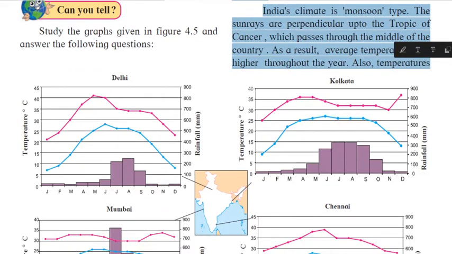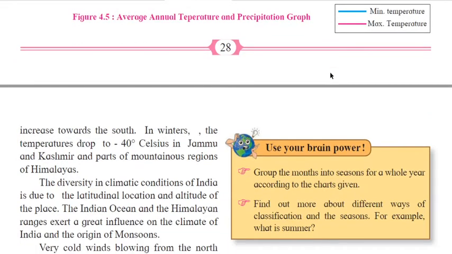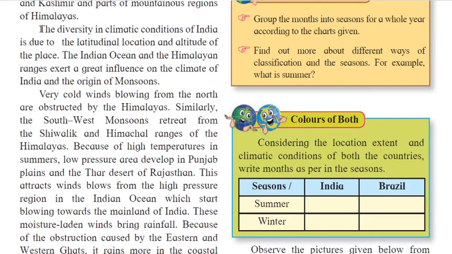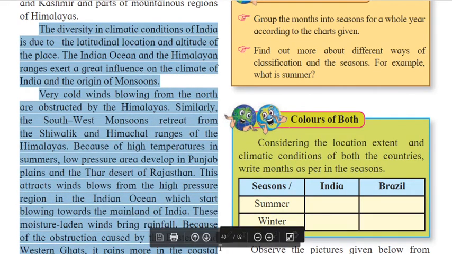India's climate is a monsoon type. The sun rays are perpendicular up to the Tropic of Cancer, which passes through the middle of the country. As a result, average temperatures are higher throughout the year. Also, temperatures increase towards the south, and in winters the temperature drops to minus 40 degrees Celsius in Jammu and Kashmir and parts of the mountain region of the Himalayas. I hope you have understood this very well.